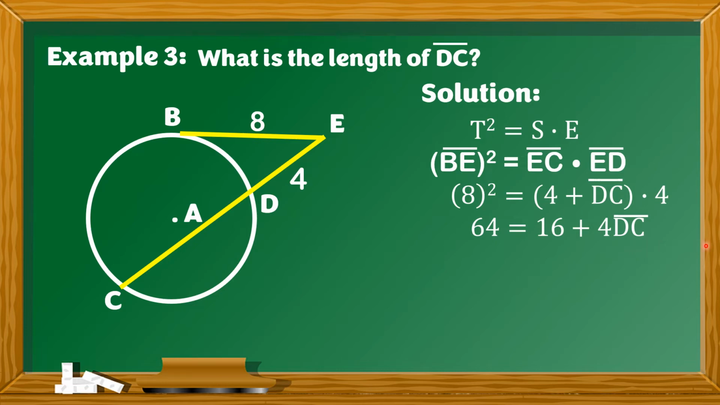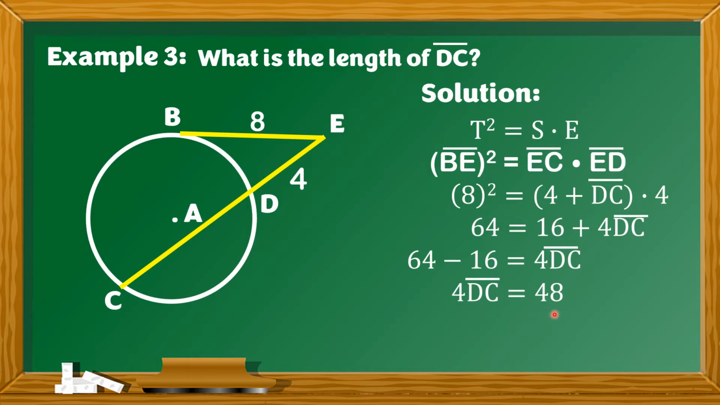Next, we're going to apply the addition property of equality. We will add negative 16 to both sides of the equation. So we have 64 minus 16 is equal to 4 line segment DC. And then we're going to simplify now. 64 minus 16 is equal to 48. So 4 line segment DC is equal to 48.